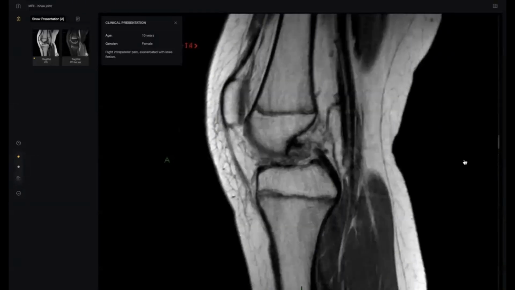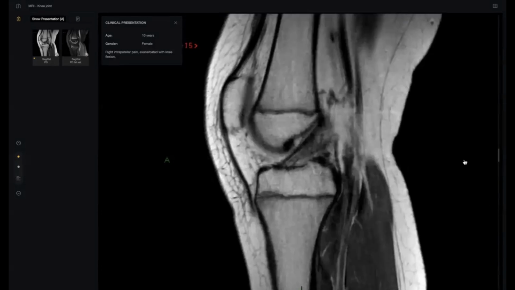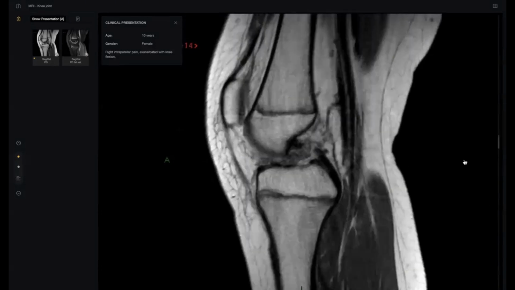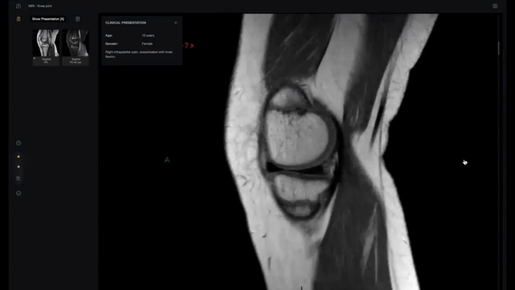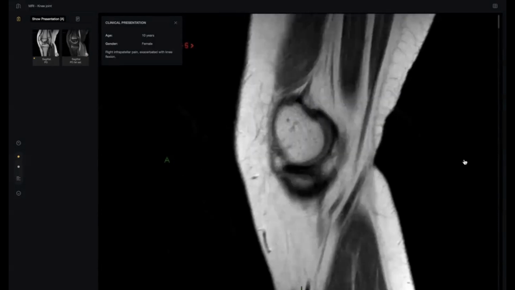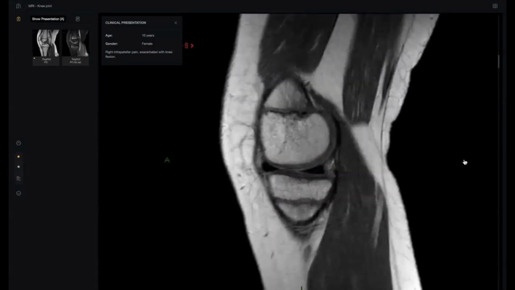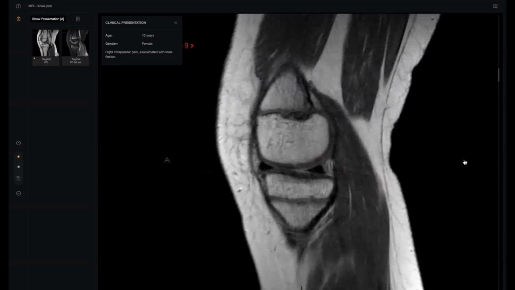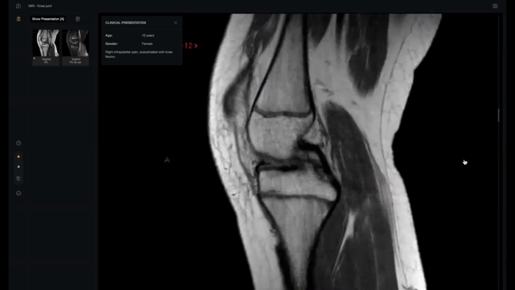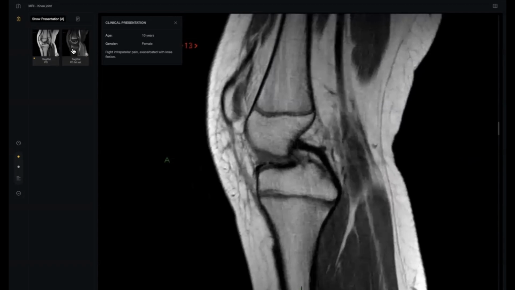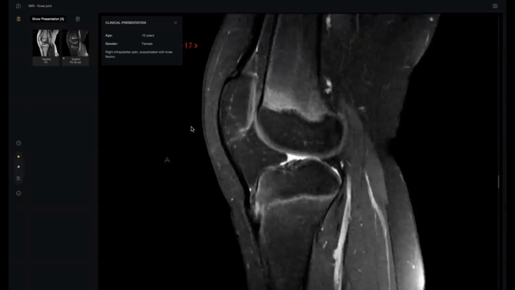While I'm commenting, is there any history of trauma or no trauma? Just knee pain. Okay. I can see that both menisci appear normal. The BCL is also appearing normal.